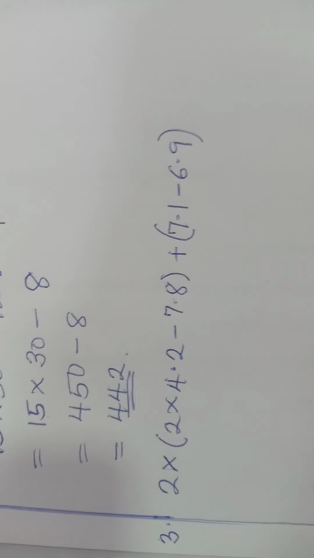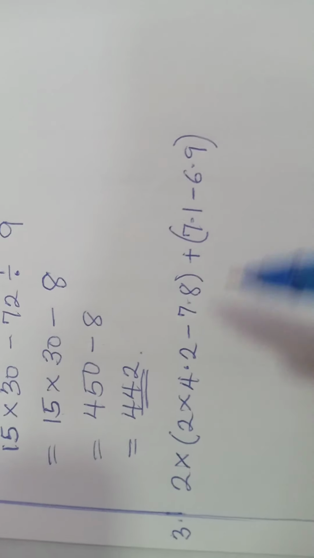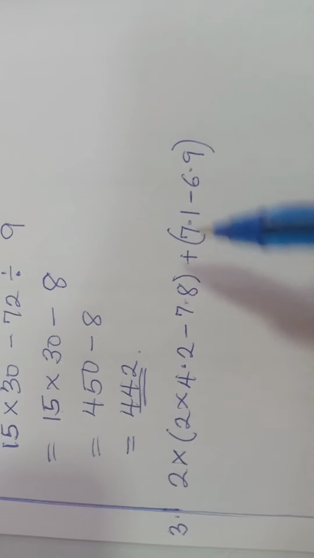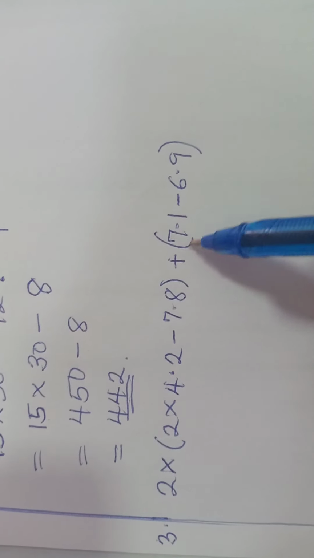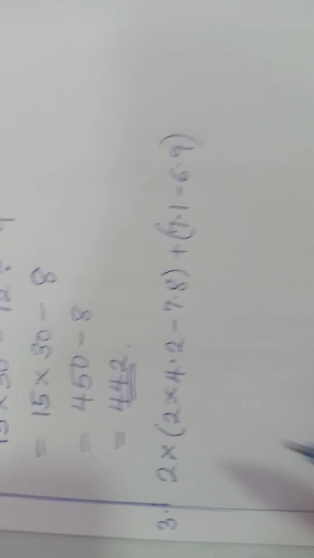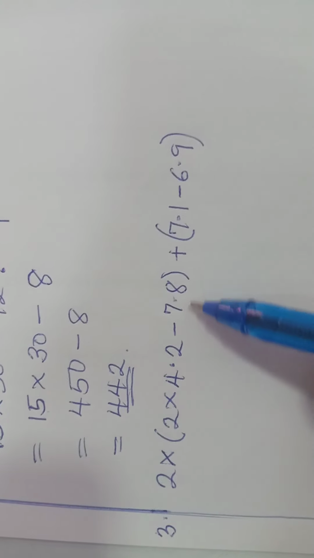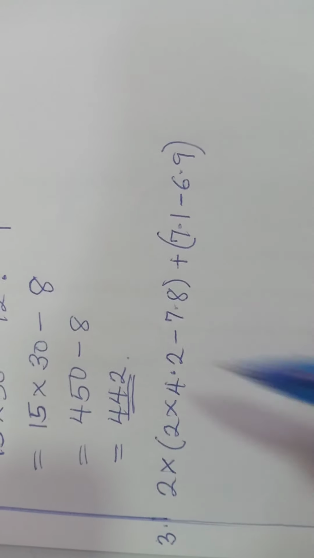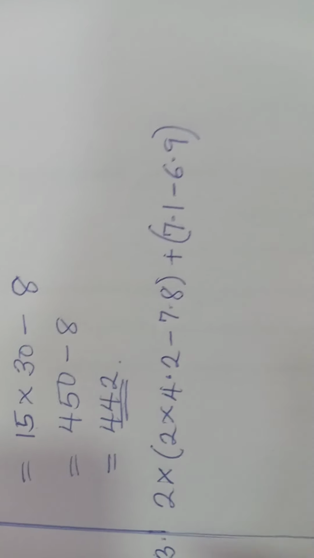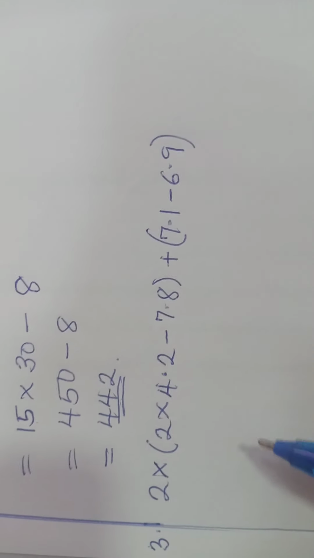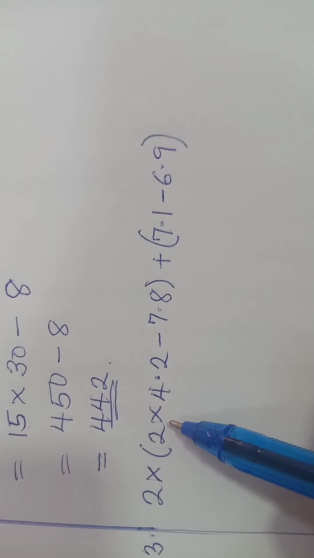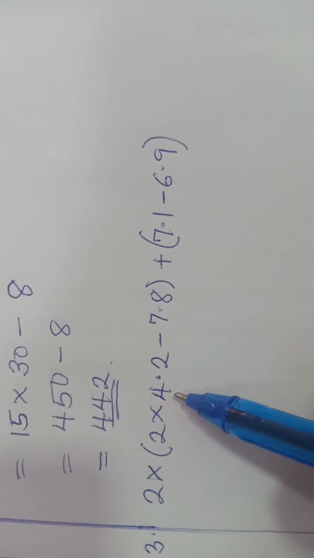Okay, let's see the third example. For the third example, you have 2 times bracket open 2 times 4.2 minus 7.8 bracket close, plus bracket open 7.1 minus 6.9. You notice that this one is a bit different. Why? Because you have 2 operations in a bracket. So the same rule that you have in working on order of operations will be applicable within each bracket as well, which means we work this bracket first. But how do we go about this bracket? We start with the operation that is closer.